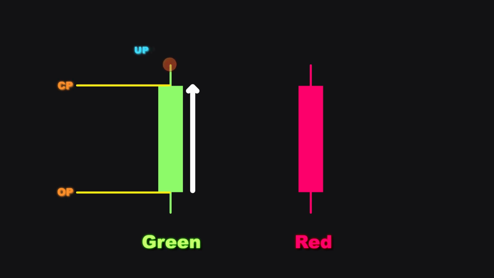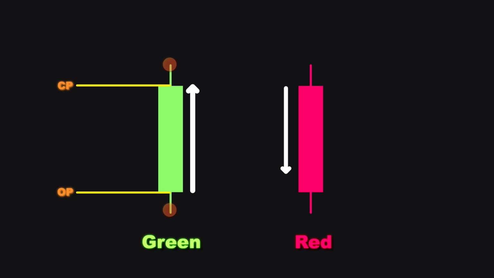This is indicated by the upper wick, which represents the high price of the time period. The upper wick reveals how much the market went up during that time period. On the other hand, the lower wick indicates the low price of the time period during the formation of the candle. It tells us how far the price went down.